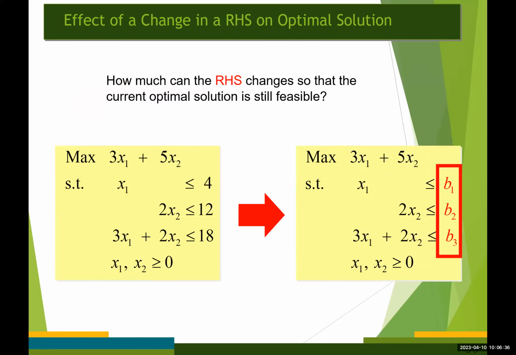Okay, then let's try one more. For the ranges of the right-hand side value in the plan number 3 constraint, now I'm talking about B3, okay? So the current value of B3 is 18, right?